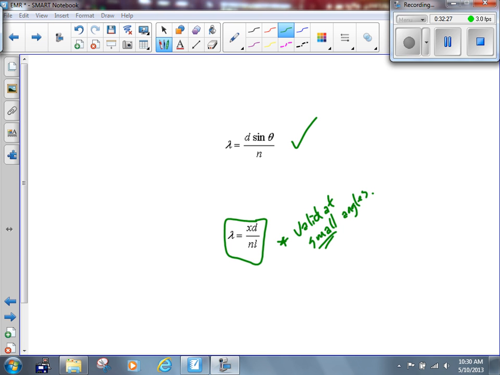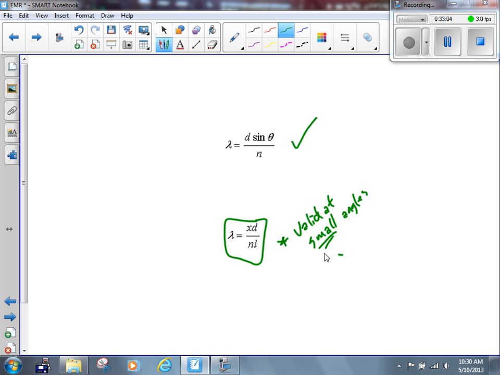Valid at small angles. Essentially, we have a small enough angle to make this valid if x is less than 10 times L. If x, how do I say that? How do I say that mathematically? Basically, if we multiply x and we get a number that's less than 10 times the length, 10 times L, then that equation is valid. Does that make sense? How do I write that mathematically?